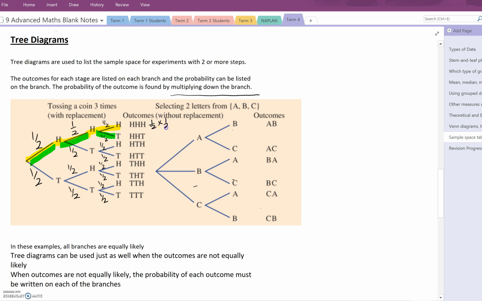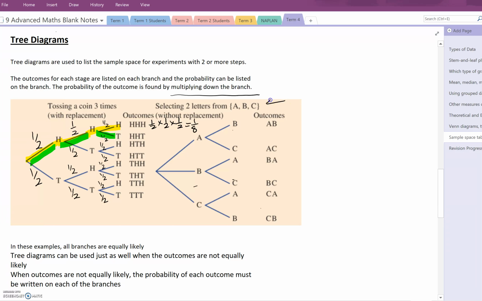So half times a half times a half, because the chance of getting a head is 1 out of 2, then the next head is 1 out of 2, then the next head is 1 out of 2. So the chance of getting a head, then a head, then a head in this total experiment, you find by multiplying all those probabilities together. So that's 1/8. Okay, same as what we've got here. So that was an example with replacement.